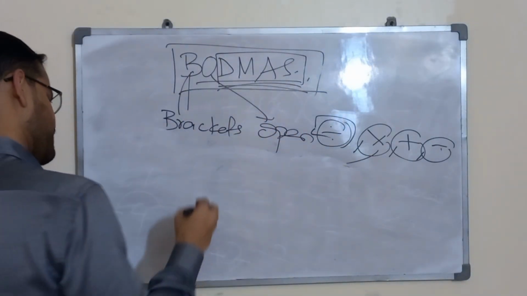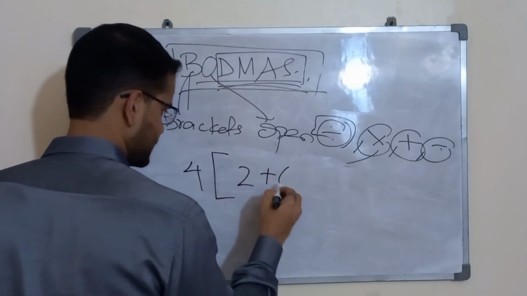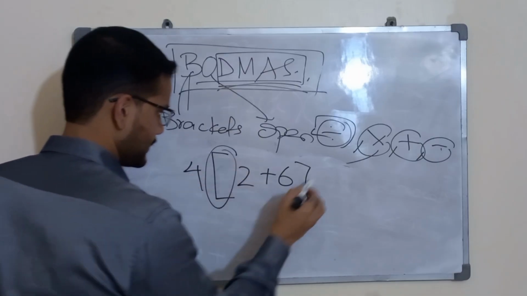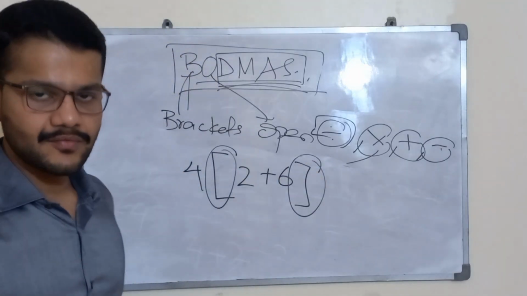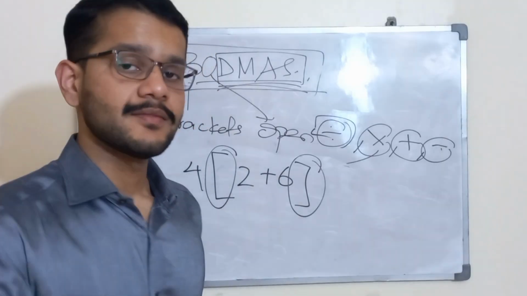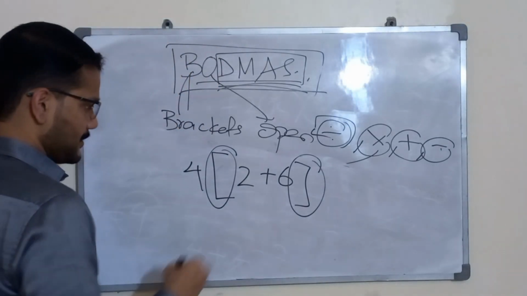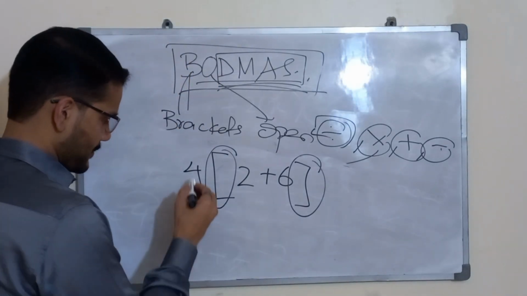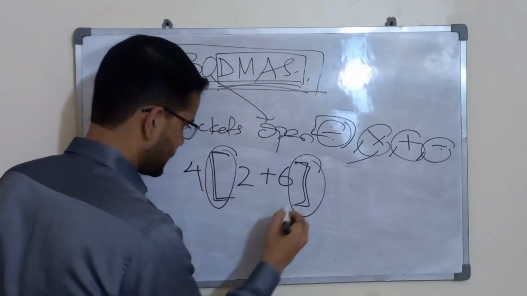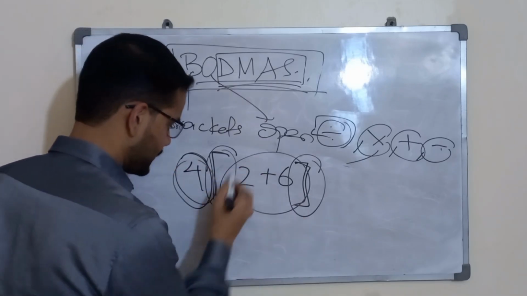Now, let's take one more example. 4 bracket 2 plus 6. Alright, this bracket means what? This bracket means multiplication. Wherever we have a bracket, we would be multiplying the number outside the bracket with the numbers inside the bracket. This 4 is outside the bracket, right? This 2 plus 6 is inside the bracket, and this 4 is outside the bracket. We would be multiplying this 4 with both of these numbers inside the bracket.